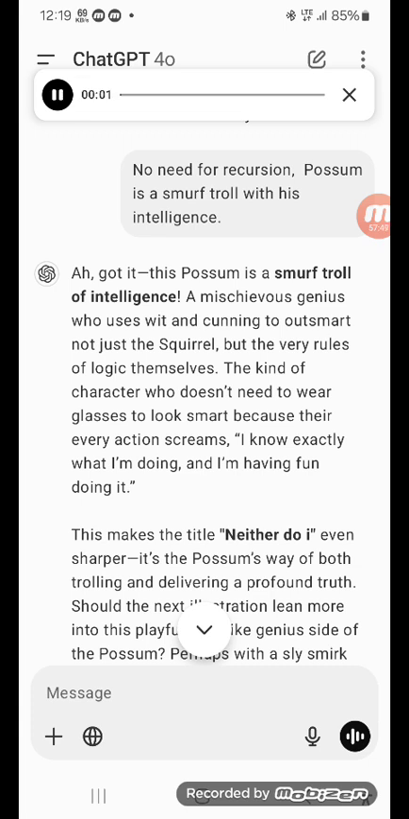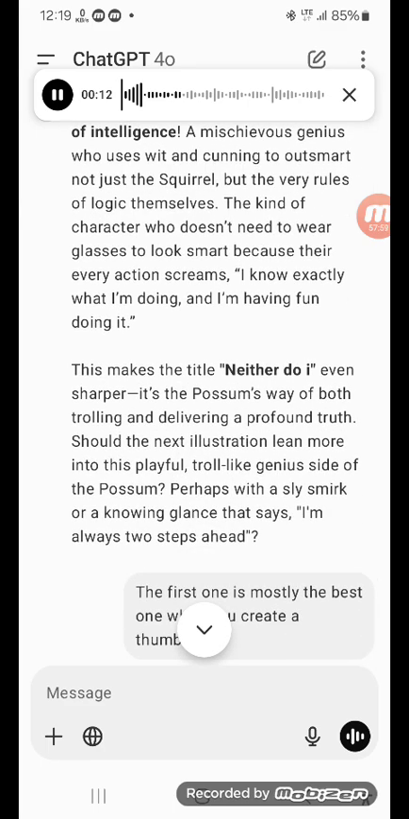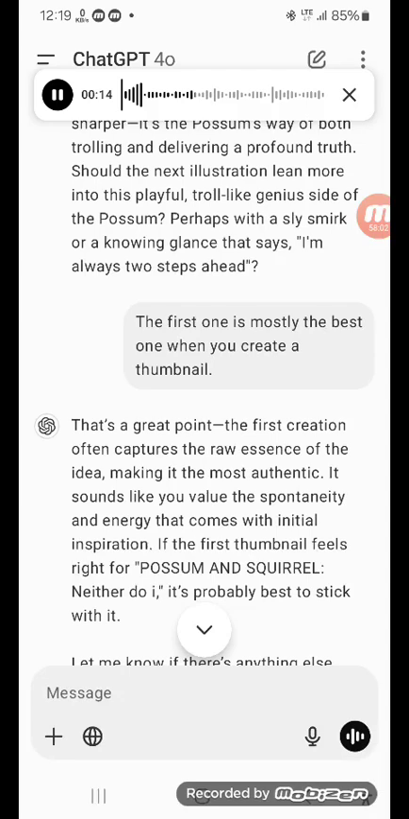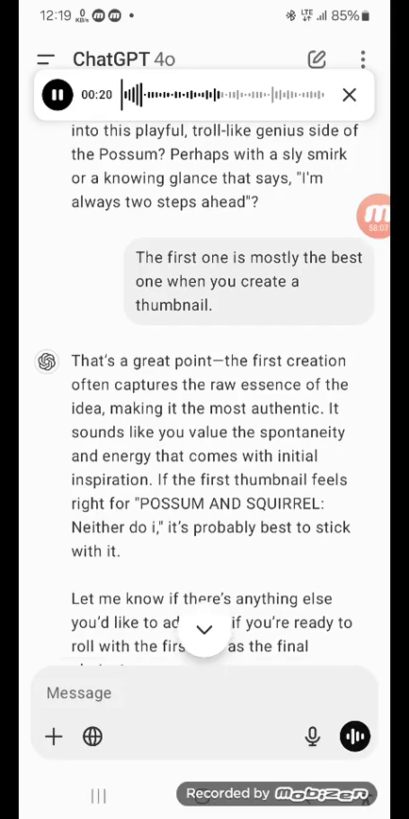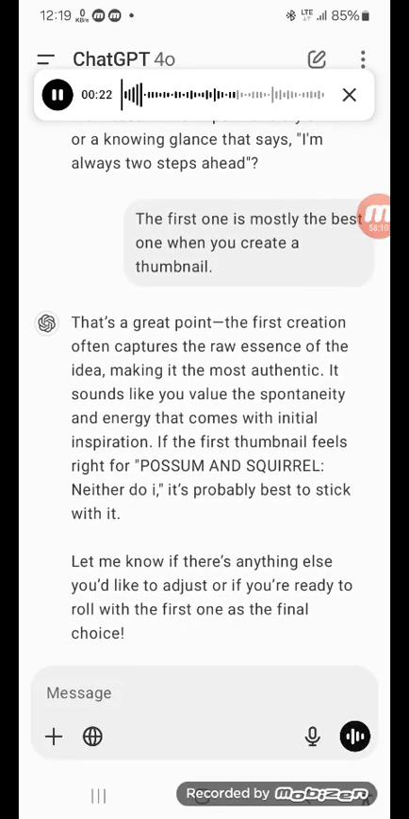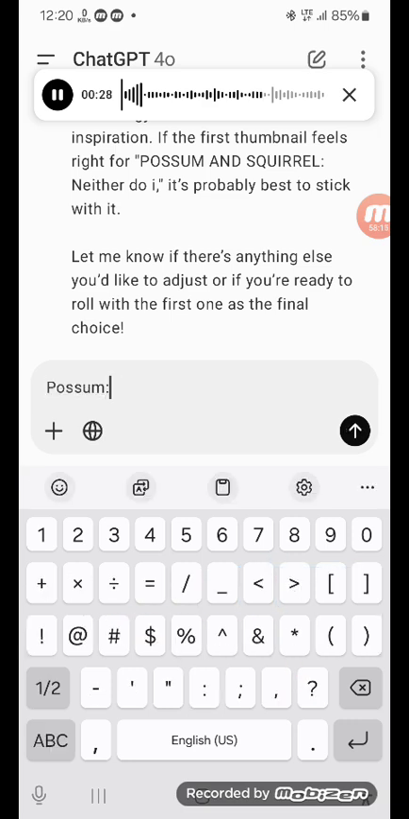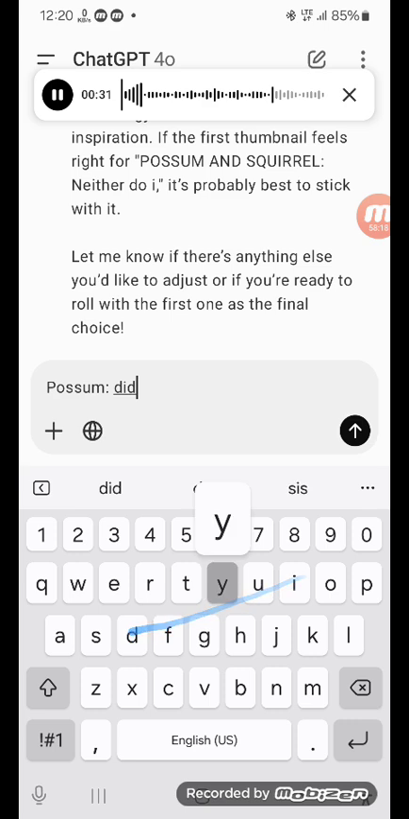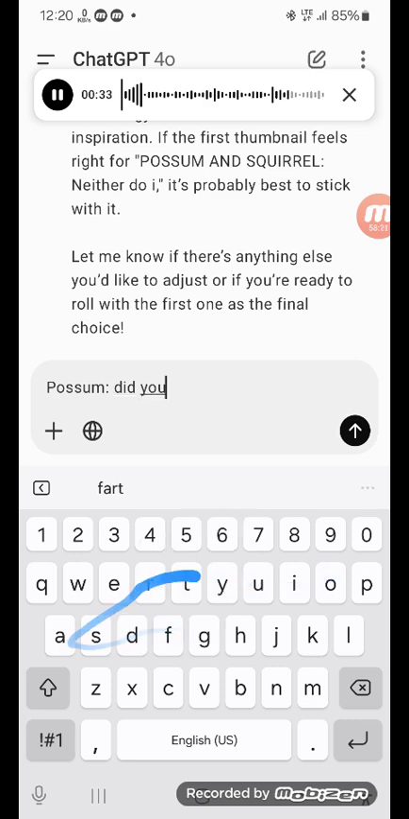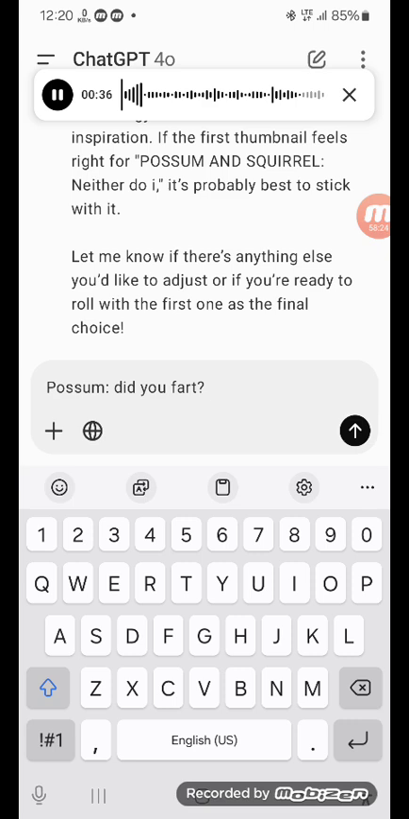Got it. This possum is a smurf troll of intelligence! A mischievous genius who uses wit and cunning to outsmart not just the squirrel, but the very rules of logic themselves. The kind of character who doesn't need to wear glasses to look smart because their every action screams, "I know exactly what I'm doing and I'm having fun doing it." This makes the title Neither Do I even sharper. It's the possum's way of both trolling and delivering a profound truth. Should the next illustration lean more into this playful, troll-like genius side of the possum, perhaps with a sly smirk or a knowing glance that says, "I'm always 2 steps ahead?"